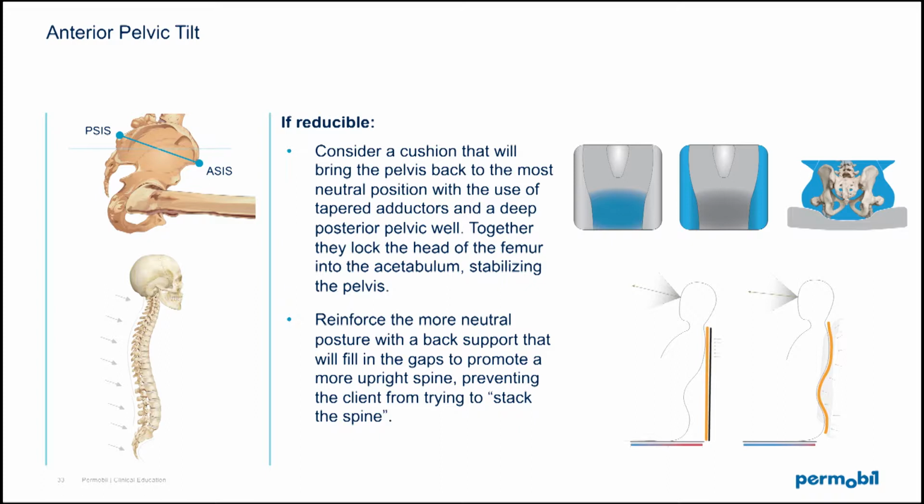Again, the use of that deep pelvic well with the adductors will lock the head of the femur into the acetabulum, stabilizing the pelvis in the posture that you're striving for. Also, you want to use a back support, like I said, that can contour to the person's spine. So here we can see there's lots of gaps. If we use a back support that can contour to their spine, there are no more gaps, and we can actually bring the person into the most neutral, upright posture that they can tolerate.